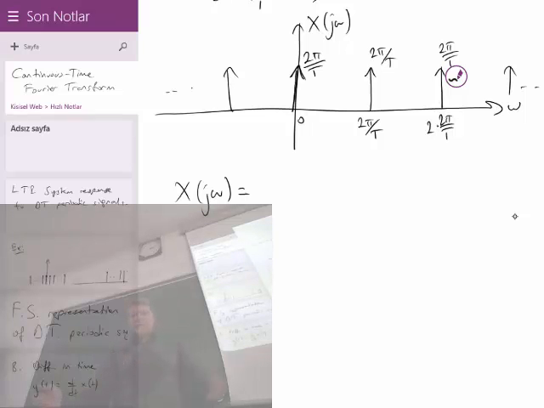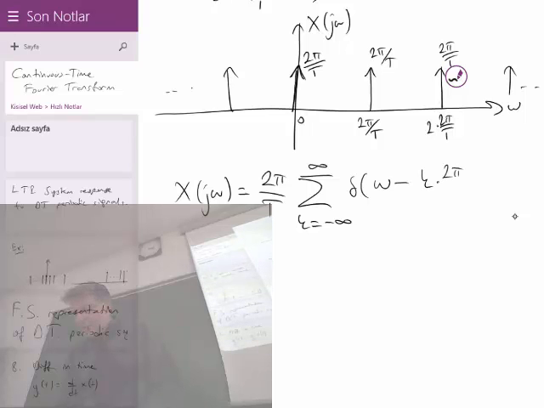Let's write the formula for these impulses. First, we need to put the scale, which is 2 pi over capital T, the magnitude of the impulses. And since it's a periodic impulse train, we are going to write it in the form of a summation from minus infinity to infinity, delta omega minus k times 2 pi over capital T, or omega 0. So I claim that this is the Fourier transform. Do you agree with it? First of all, this is the Fourier transform, and there's no trick or anything about that.